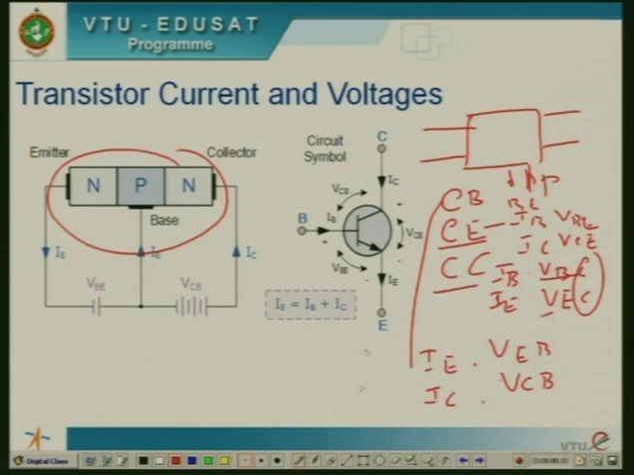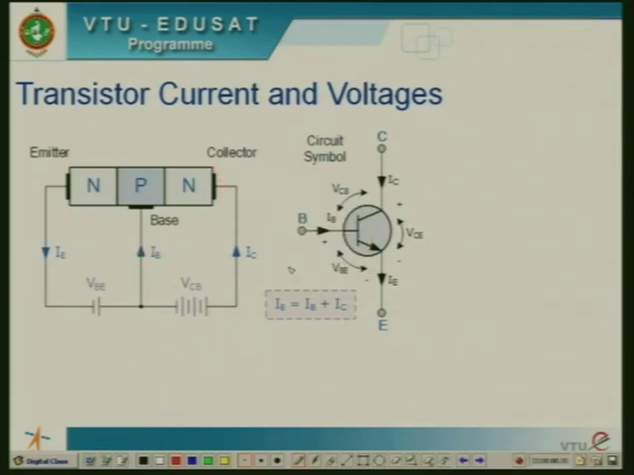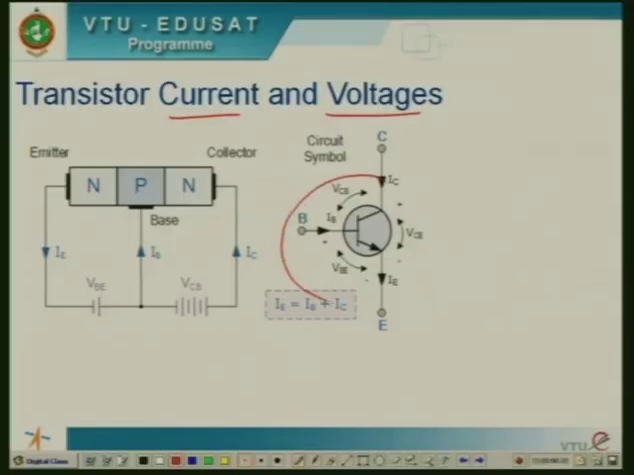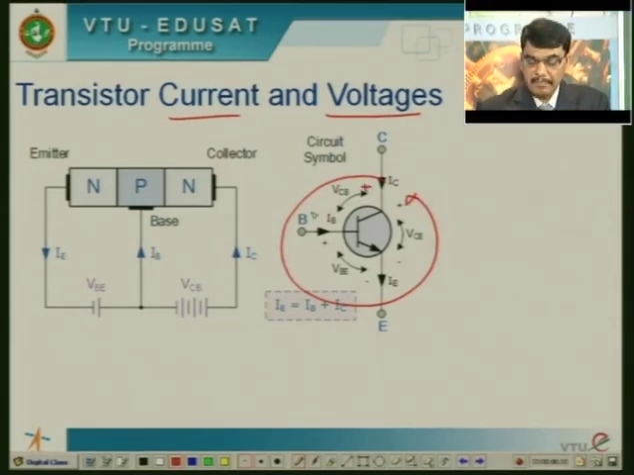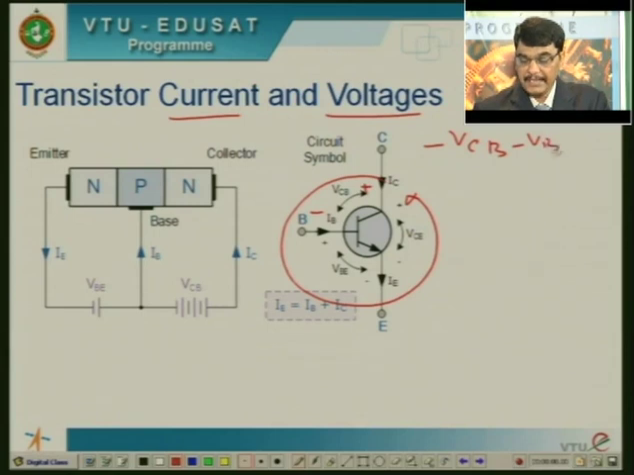Then if you measure these parameters in a common base configuration, you have to define the current and voltage relations. If you apply KVL to this entire loop, going from plus to minus, we get minus VCB, then minus VBE, then from minus to plus, plus VCE, equal to 0. The relationship among all three terminals is given by VCE equals VCB plus VBE.